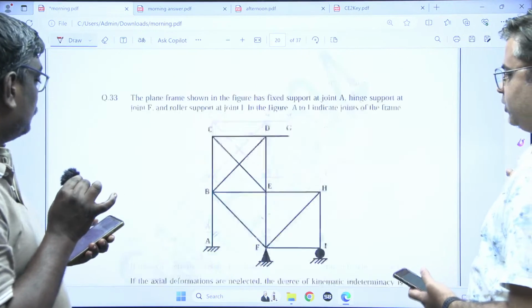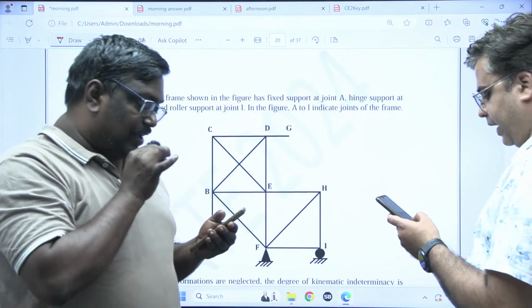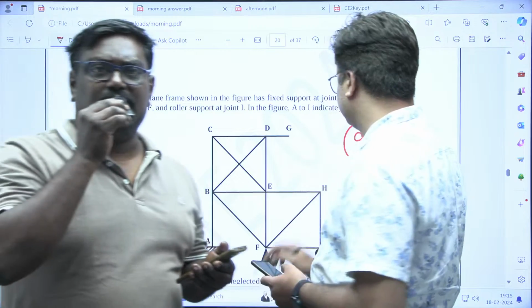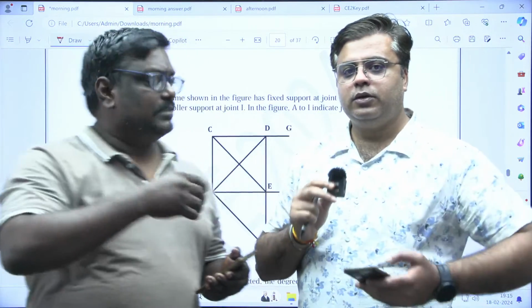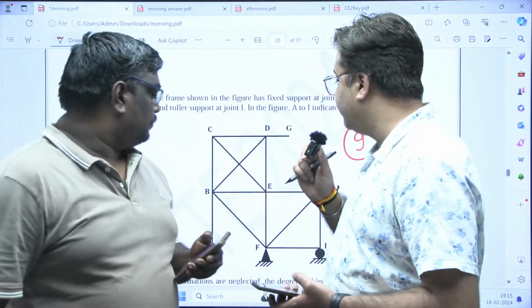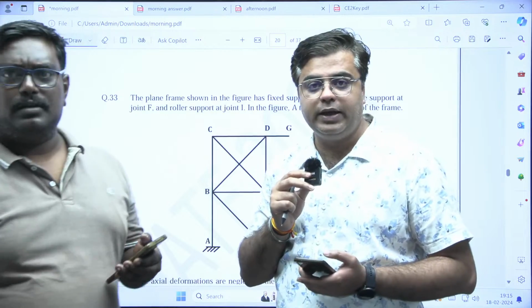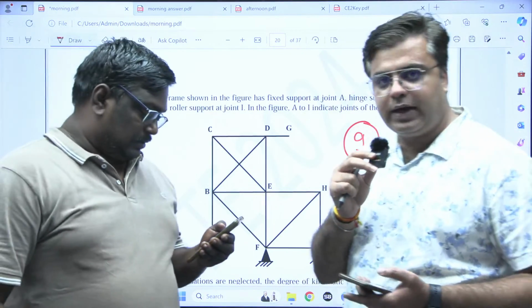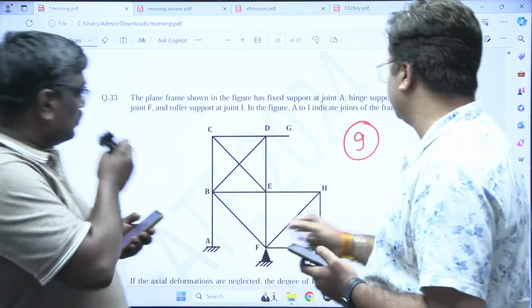Next is question number 33. Sir, they have given 9. Students, questions of this kind will be solved by Pratik sir tomorrow, in the next session. Yesterday, while giving you the answer key, I told you that there is a sense of ambiguity in this. Right now the official answer key is 9, and we will come up with the detailed solution of this question as well. So moving on, this was question number 33.